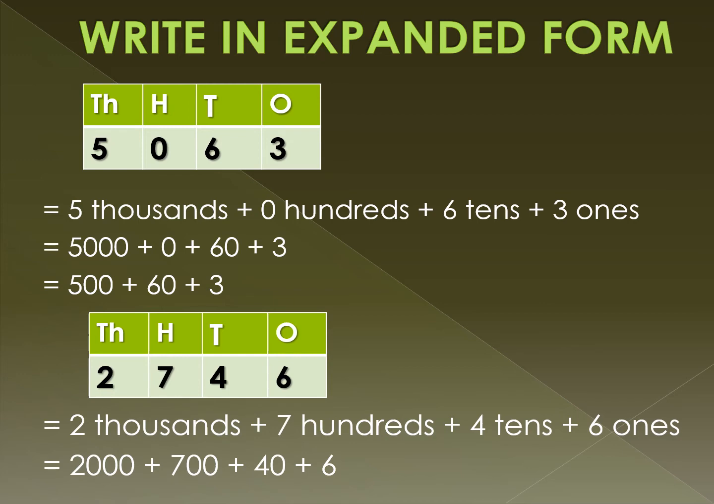Okay, the answer is already popped up. No problem. So we are going to write the number 2,746 in expanded form. First, we write it in words. 2 thousands plus 7 hundreds plus 4 tens plus 6 ones. Now we write it in numbers. 2,000 plus 700 plus 40 plus 6. This is the expanded form of 2,746.